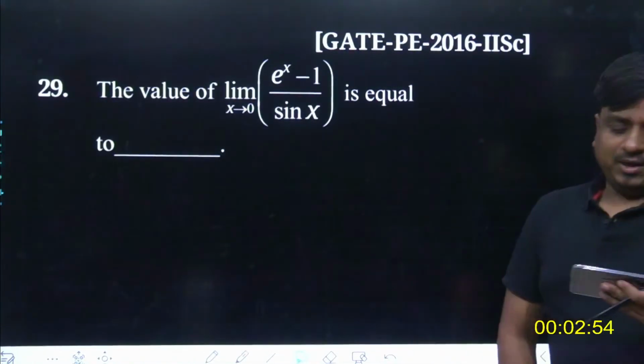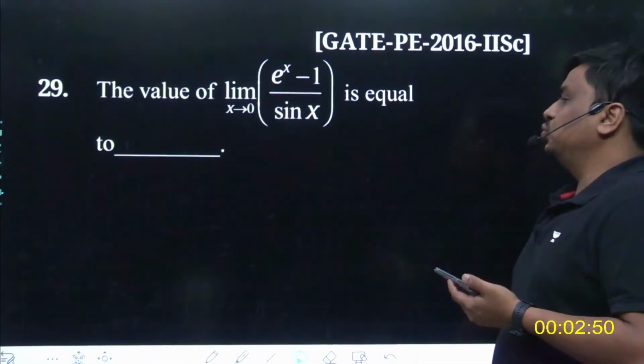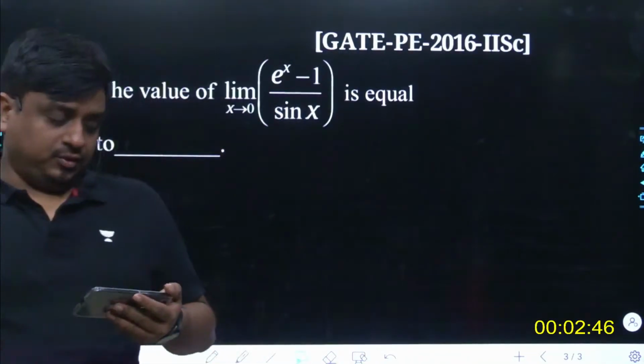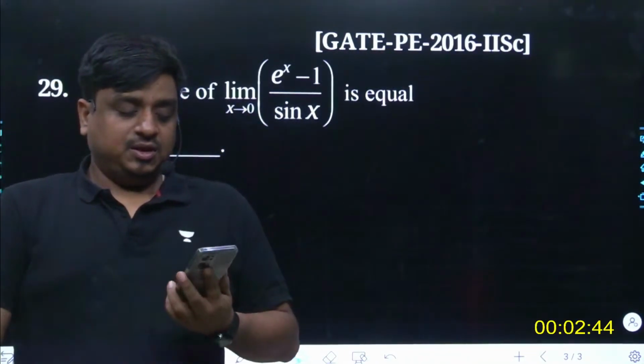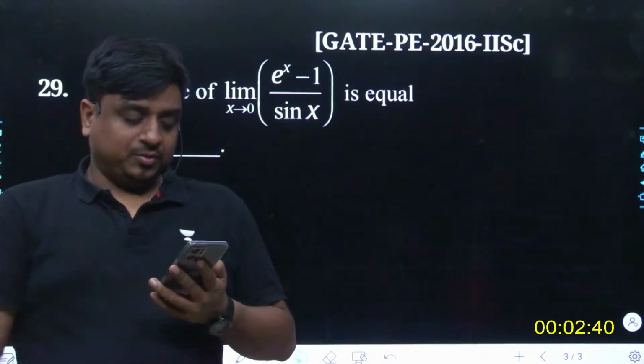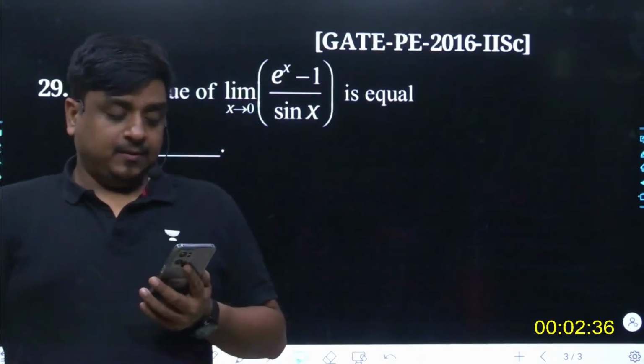The value of limit x tends to 0 of e to the power of x minus 1 divided by sine of x is equals to. Tell me what could be the best most answer for this given question. I would like to have the input from each one of you. Asutosh, tell me what would be the answer.